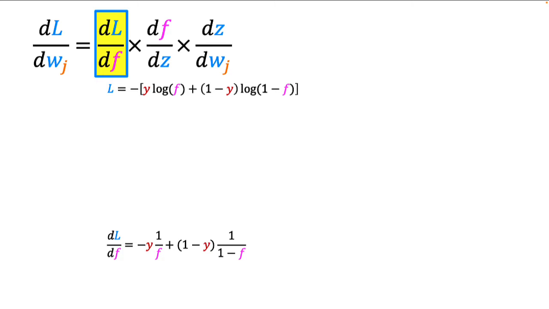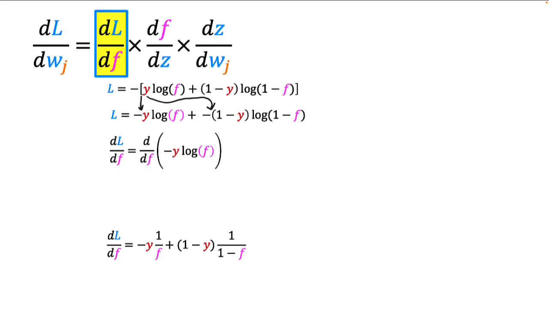Recall that here is the definition of the loss. That's minus 1 times the quantity of y times log f plus 1 minus y times log of 1 minus f. And we're just going to distribute that negative 1 so that we write the loss like this. And we're going to take the derivative of each of these two terms separately. So first, the first term will take the derivative with respect to f of negative y times log of f. And the second term, we're also going to take the derivative with respect to f of this expression on the right, negative of quantity 1 minus y times log of 1 minus f.